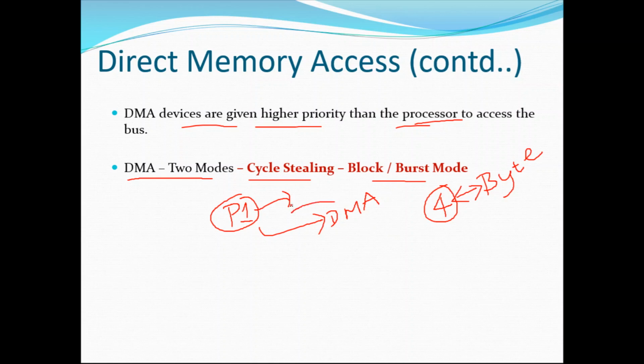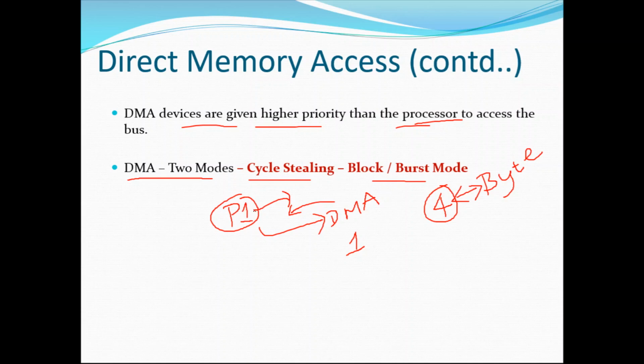After sending the acknowledgement, the bus will be reclaimed by the processor. Again, when P1 wants to perform the second read or write operation, that is the second byte it wants to transfer from IO device to memory or memory to IO device, once again the CPU will give the bus to the DMA. Now also it will give the bus for only one byte of data transfer. After that is done, DMA will give an acknowledgement and the bus will be taken by the processor.